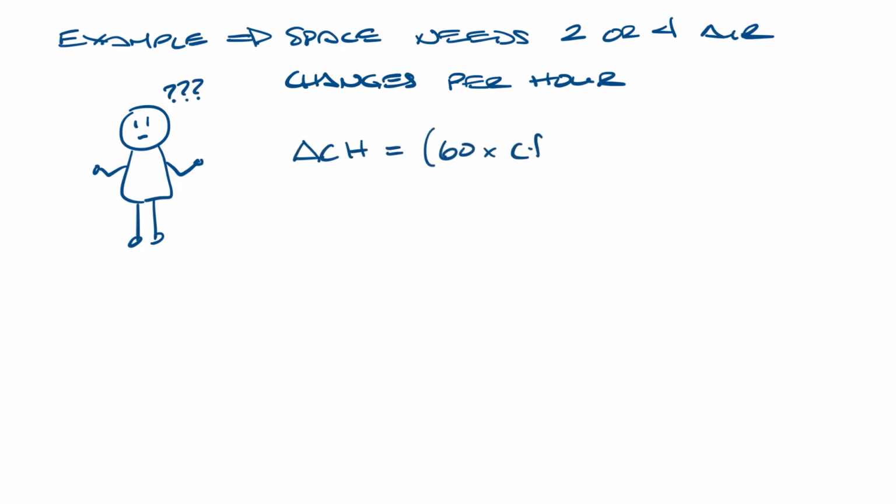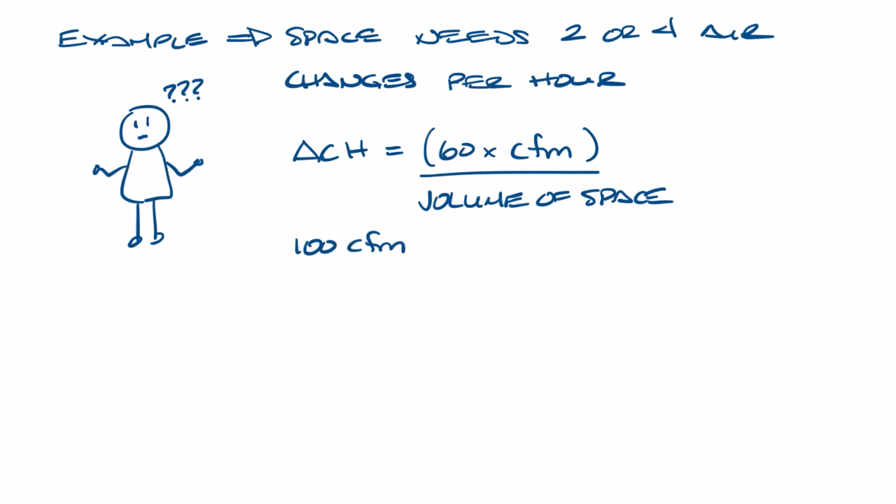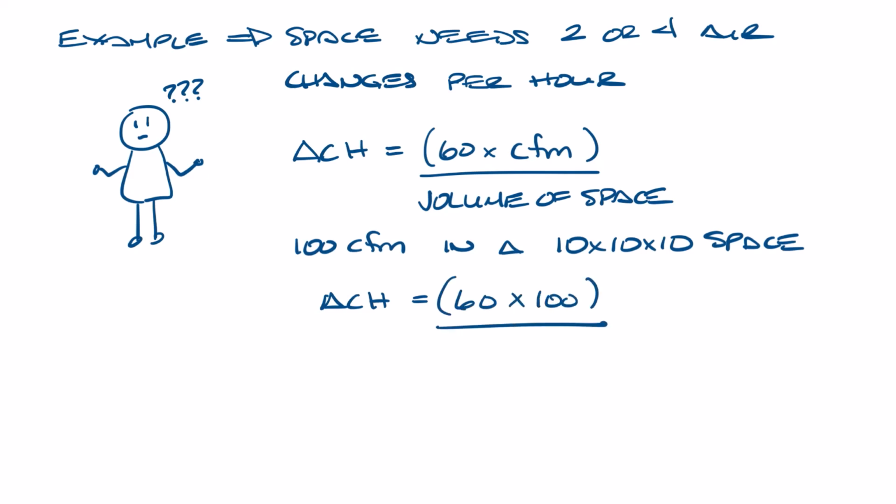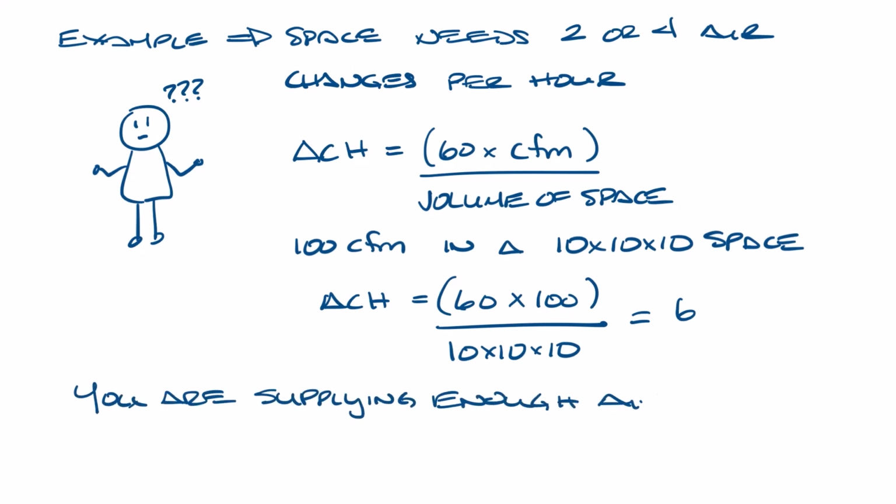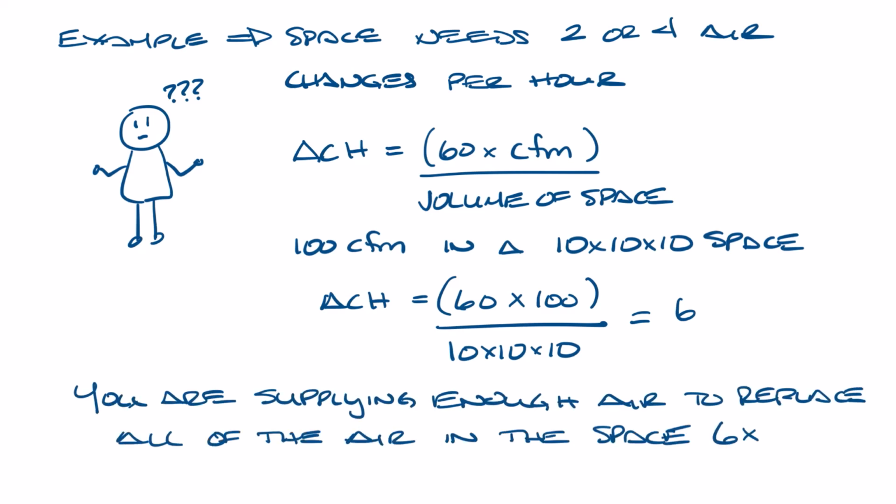ACH equals 60 times CFM divided by the volume of the space. So if you have 100 CFM going into a 10 by 10 by 10 space, then the ACH is 60 times 100 divided by 10 times 10 times 10 equals 6. So you are supplying enough air to replace all of the air in the space 6 times an hour.